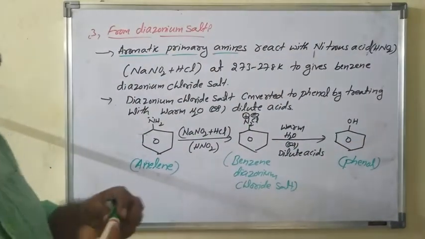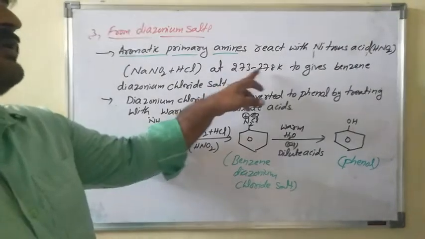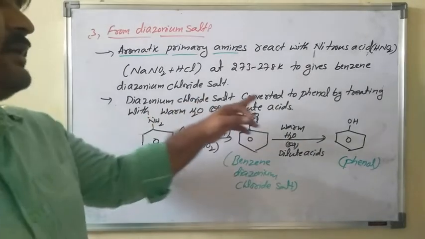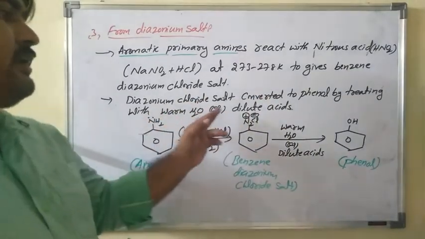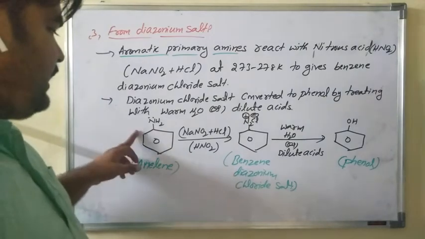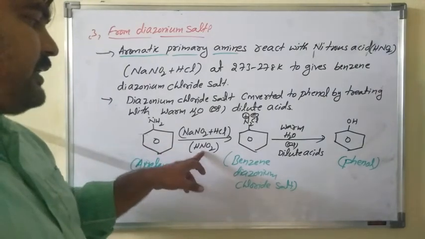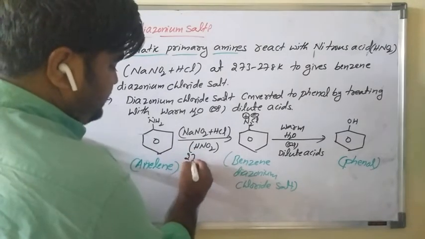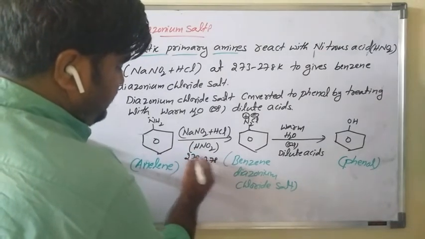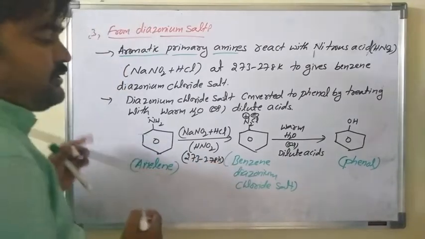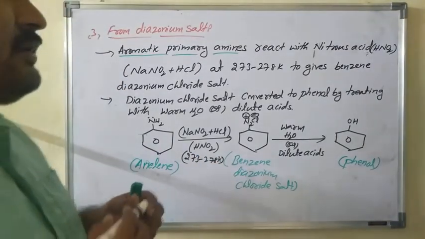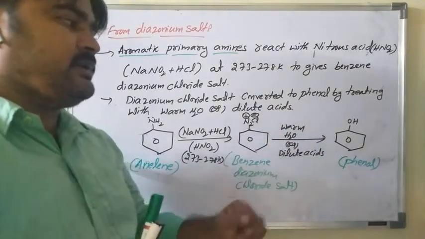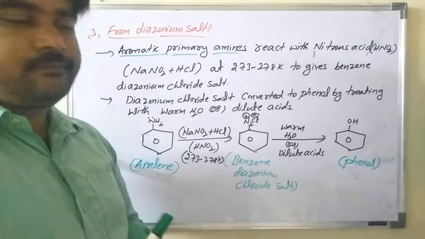See, aromatic primary amines react with nitrous acid at 273-278 Kelvin temperature to give benzene diazonium chloride salt. So diazonium chloride salt is converted to phenol by treating with warm water or dilute acids. So aniline is treated with sodium nitrite plus HCl at 273-278 Kelvin temperature. So benzene diazonium chloride is converted to phenol by hydrolysis with warm water or dilute acids to give phenols. Is it clear?